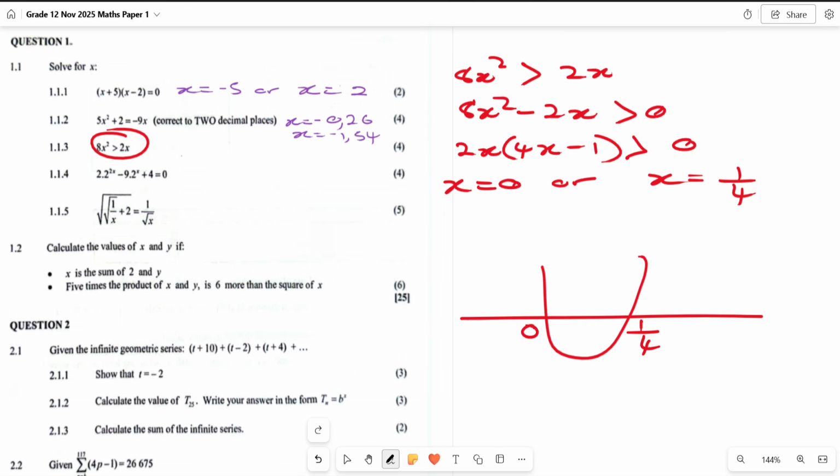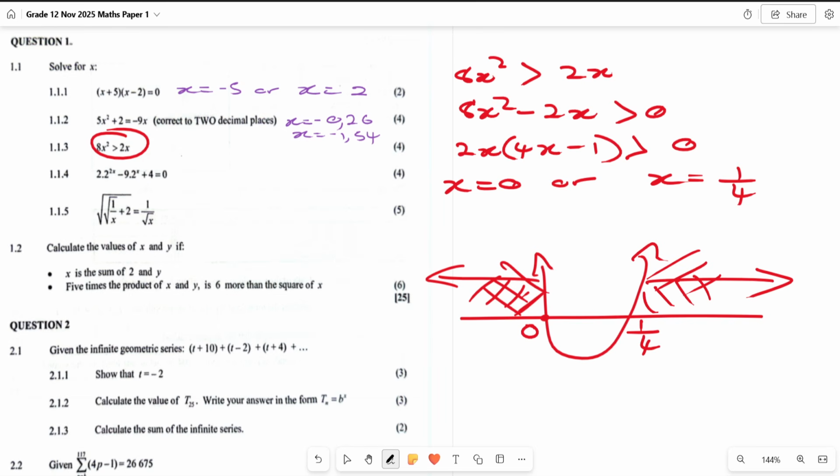Now, when we analyze this graph that we have here, it's positive from 0 going all the way to the left, and also from 1 over 4 all the way to the right. That is what is happening. It's positive from this part going all to the far right, and from this part where x is 0 all the way to the far left. So how do we express that answer?